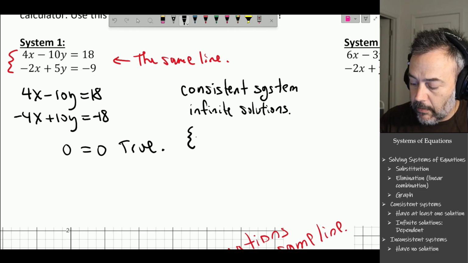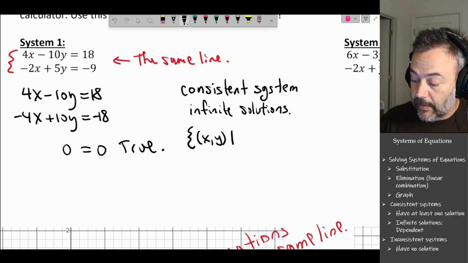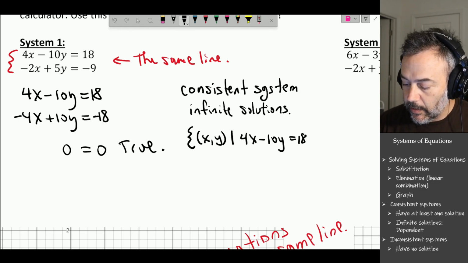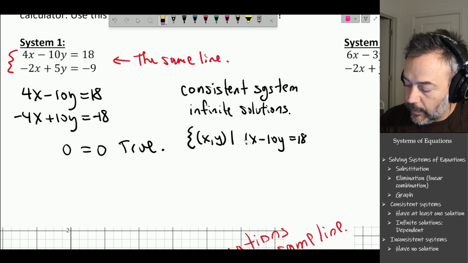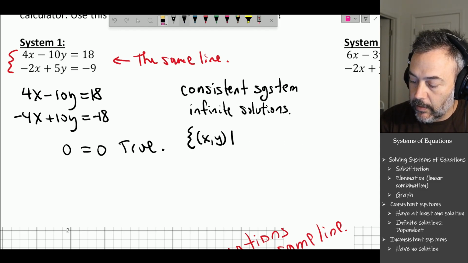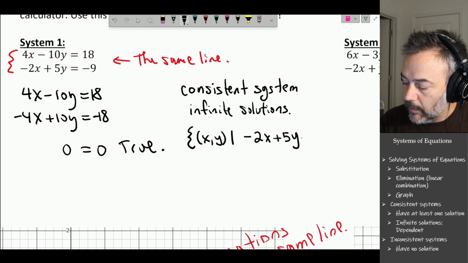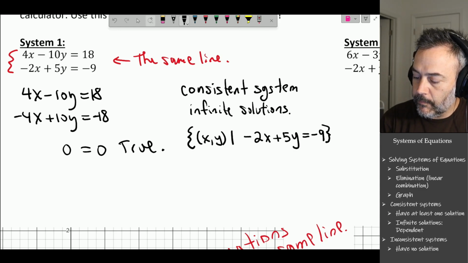It's the set of all points in the plane that satisfy the following equation: 4x minus 10y equals 18. Or I could have used the other equation. You could put either one in here because remember they're equivalent. The other one's nice because it's reduced, so there's no common factors between the coefficients. But if you write either one here, it's correct.